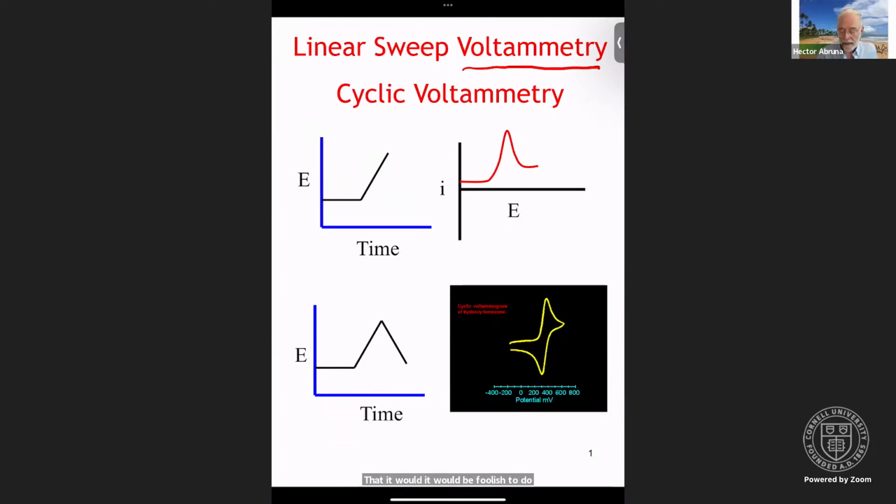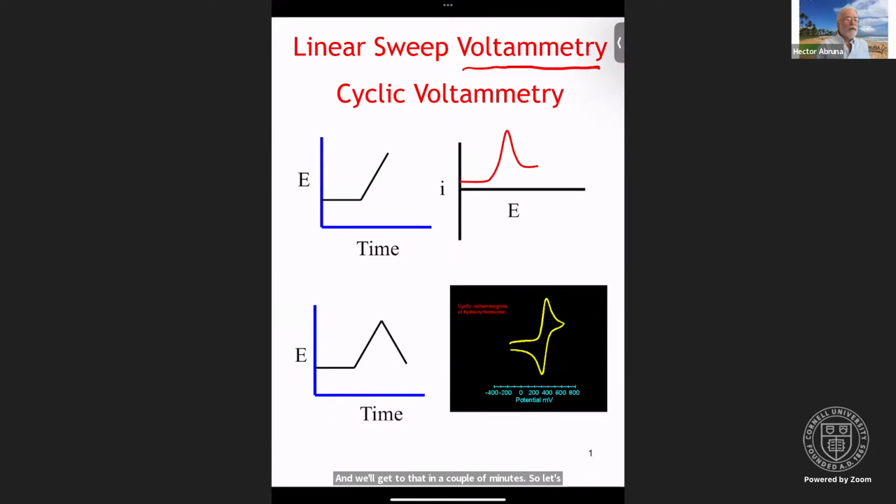In fact, the original publication that describes the theory of this, if you ever search by cyclic voltammetry, you would never find it, because the title of the paper is Theory of Stationary Electrode Polarography. And we'll get to that in a couple of minutes. So let's not get ahead of ourselves.